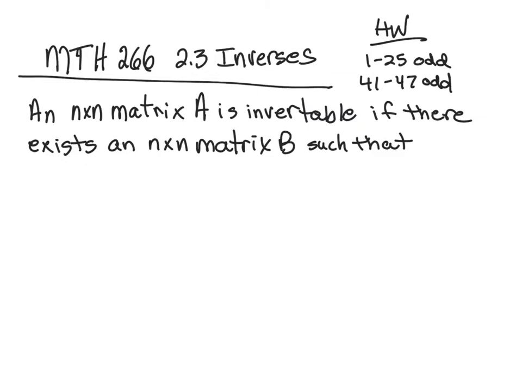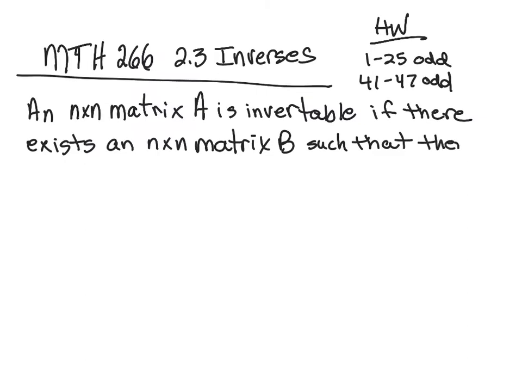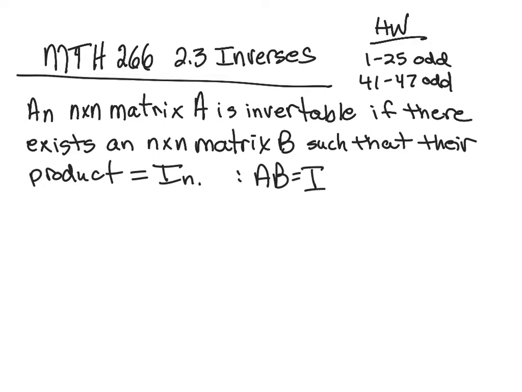the product equals the identity. In other words, AB equals the identity, or BA equals the identity. This is one case in which multiplication will be commutative. Normally it is not. You've shown that.